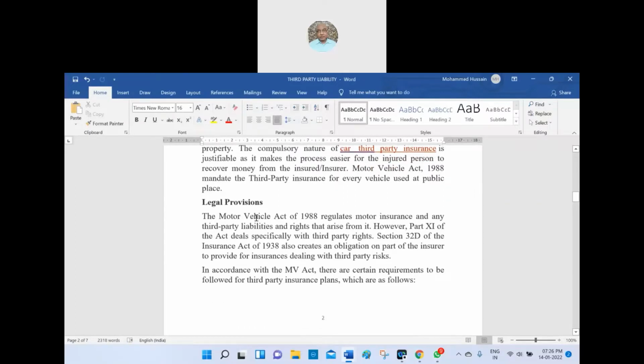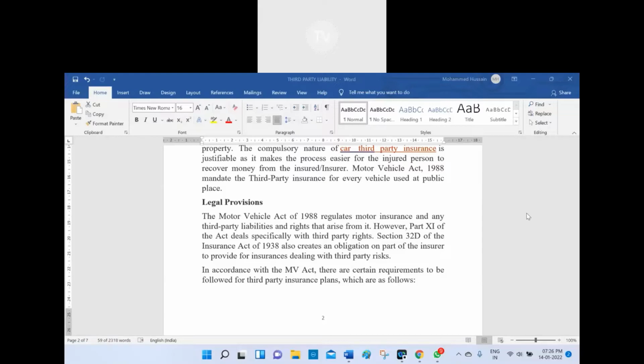Yes. Legal provisions. You read these legal provisions. What are the legal provisions? Yes, sir. Read. Part 11 of the Act deals with the third party rights. Section 32D of the Insurance Act of 1938 also creates an obligation on part of the insurer to provide for insurance dealing with third party risks.